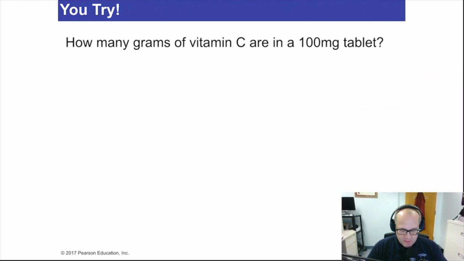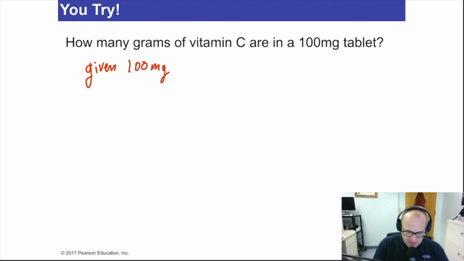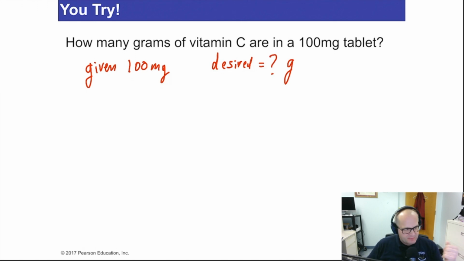There we go. All right, how many grams of vitamin C are in a 100 milligram tablet? So we're given 100 milligrams of vitamin C. I guess we don't have to write that. Oops. 100 milligrams. We need to get to, or desired, equals grams. Well, we don't know how many grams are in this tablet. We have to set it up.